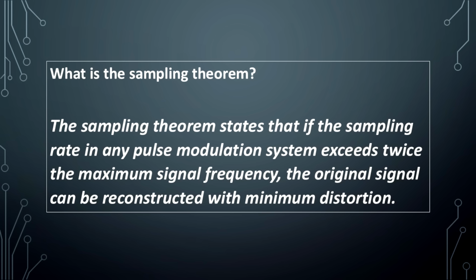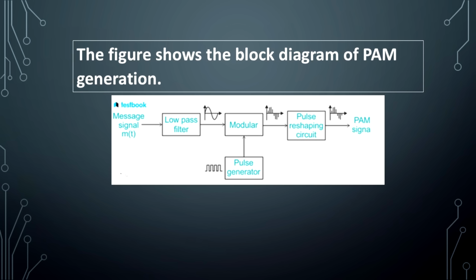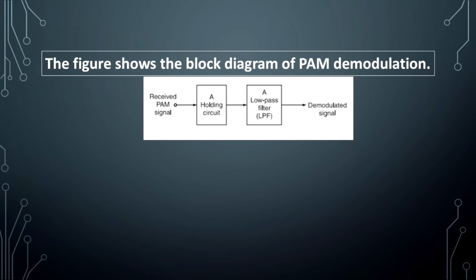What is the sampling theorem? The sampling theorem states that if the sampling rate in any pulse modulation system exceeds twice the maximum signal frequency, the original signal can be reconstructed with minimum distortion. The figure shows the block diagram of PAM generation. The figure shows the block diagram of PAM demodulation.